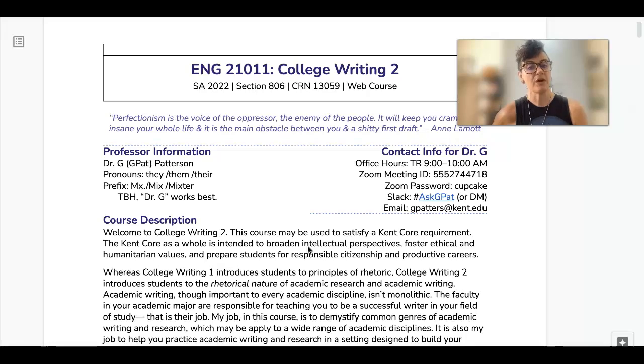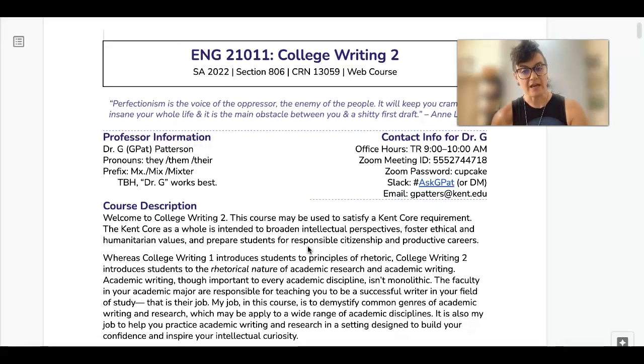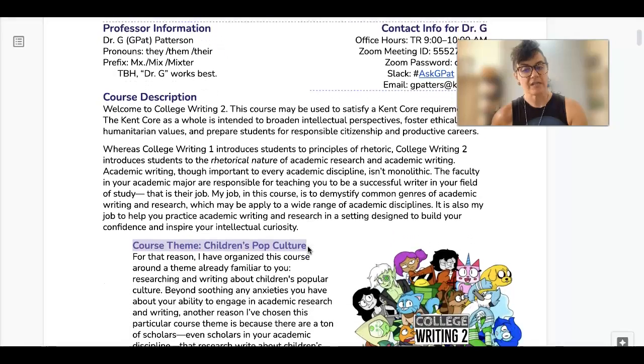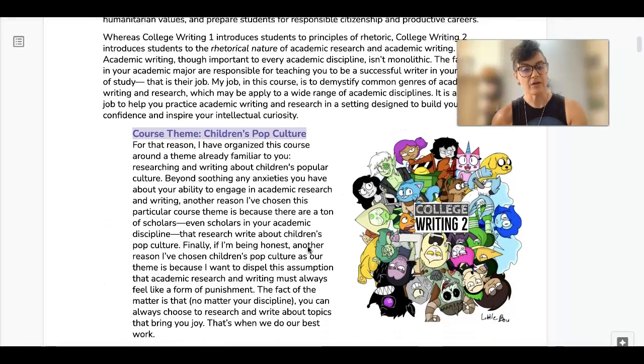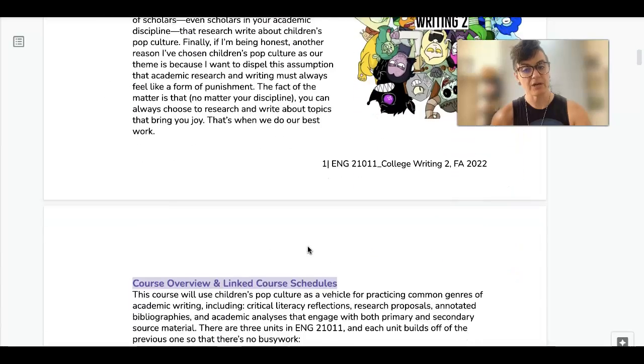So the theme of this course is based around children's popular culture, because all of us are mini experts in that. So there's that. There are 3 major assignments in this course, and they all hinge upon each other, okay?